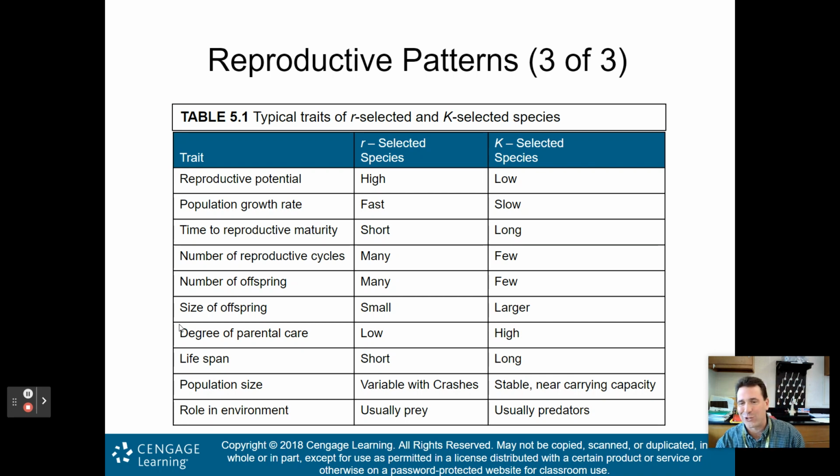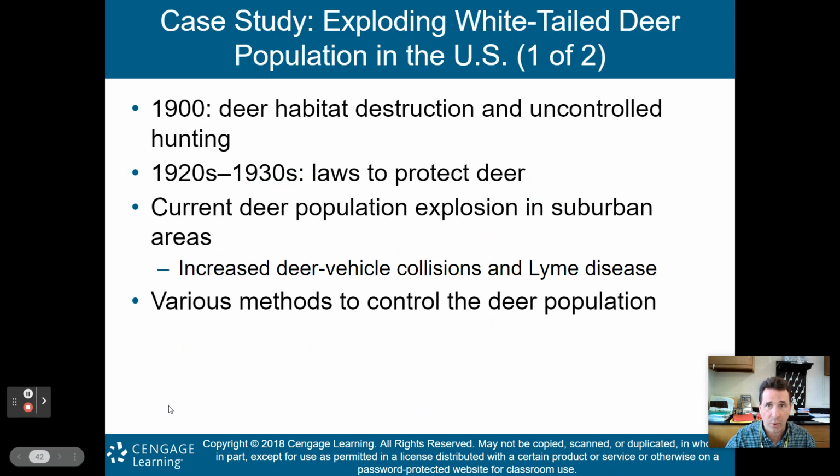What's their role? R-selected are usually your prey. K-selected are usually your predators. So once again, great chart here. I would definitely understand what's going on here.